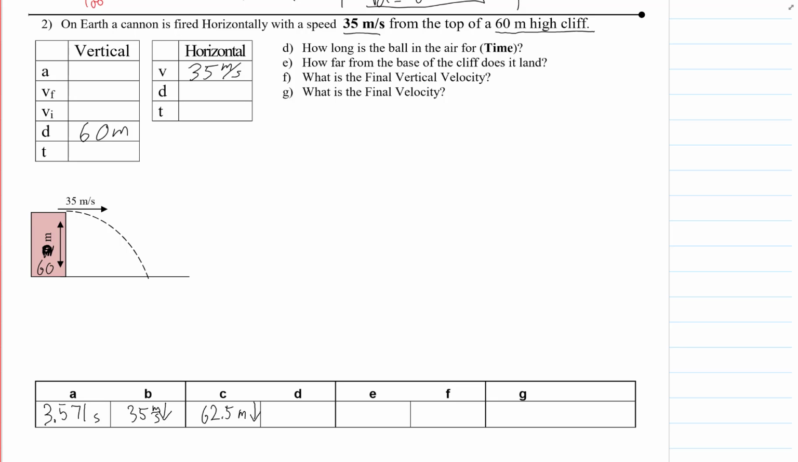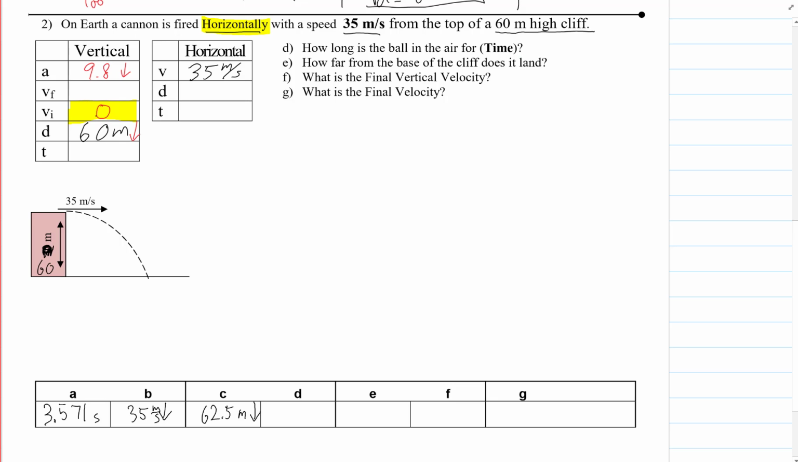Okay, what other pieces of information? Well, it's fired horizontally. So because of this word horizontally, we can fill in this vertical. That vertical is 0. And we know gravity is down as well. So how long is the time in the air for?